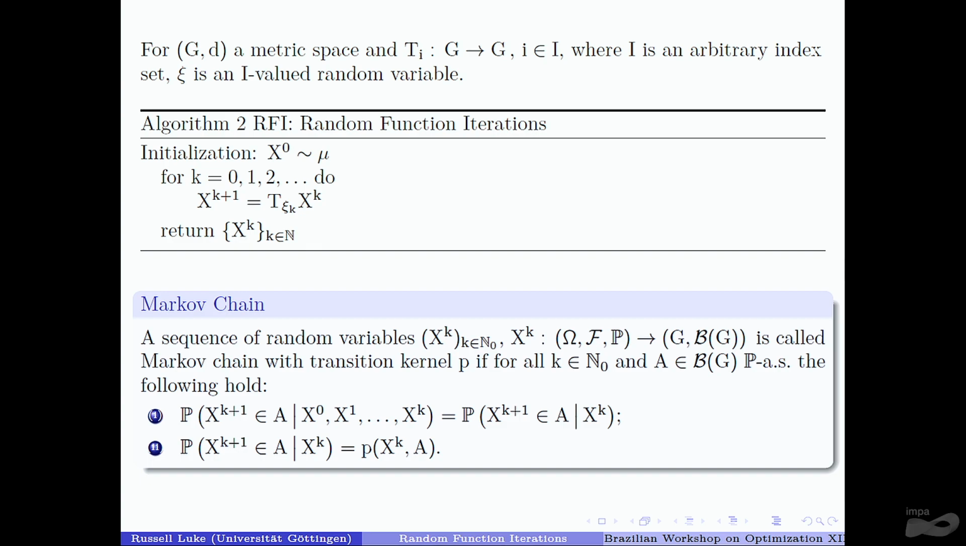In general, T is just going to be a self-mapping on a metric space, indexed by a set of indices. The set of indices does not have to be countable. It can be uncountable. And ξ is an I-valued random variable.